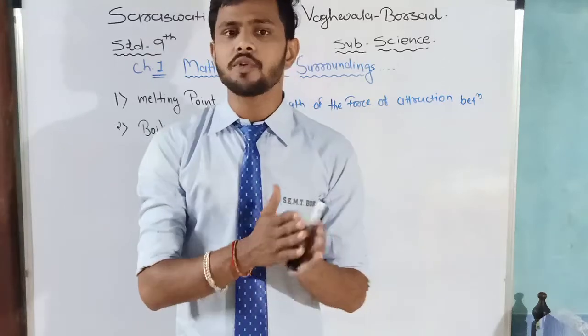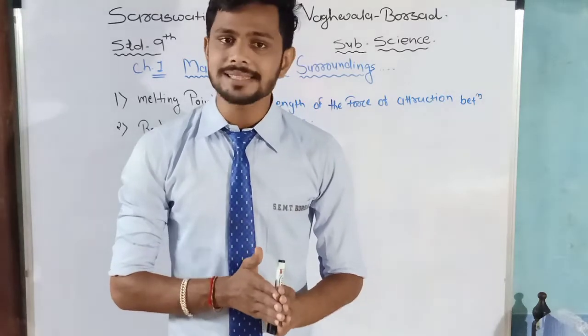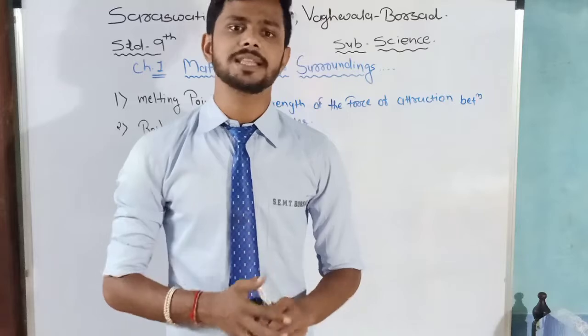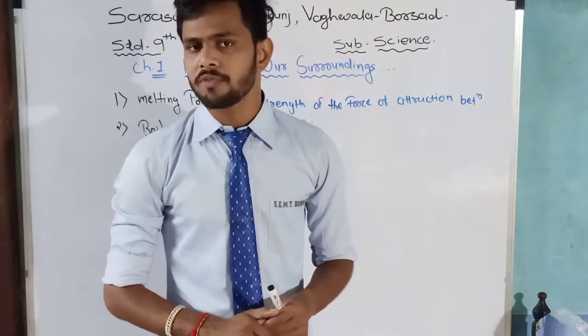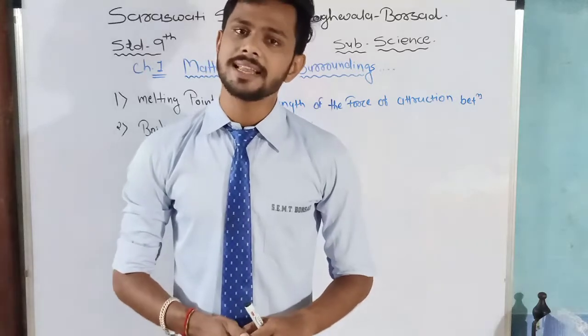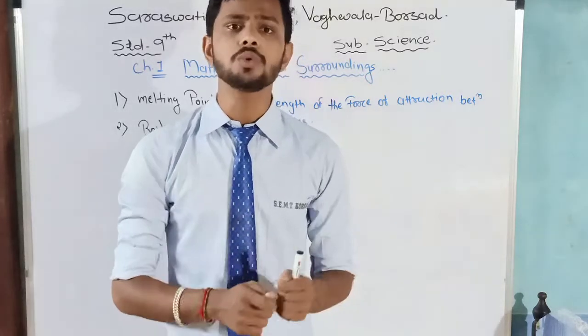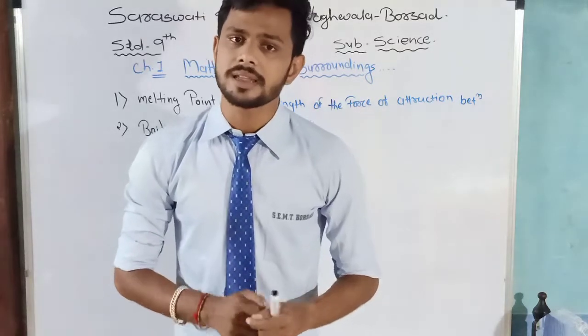So we know the melting point of ice is 0 degrees Celsius, or we can say 273 Kelvin. What is the boiling point of water? That is 100 degrees Celsius, which is equal to 373 Kelvin.